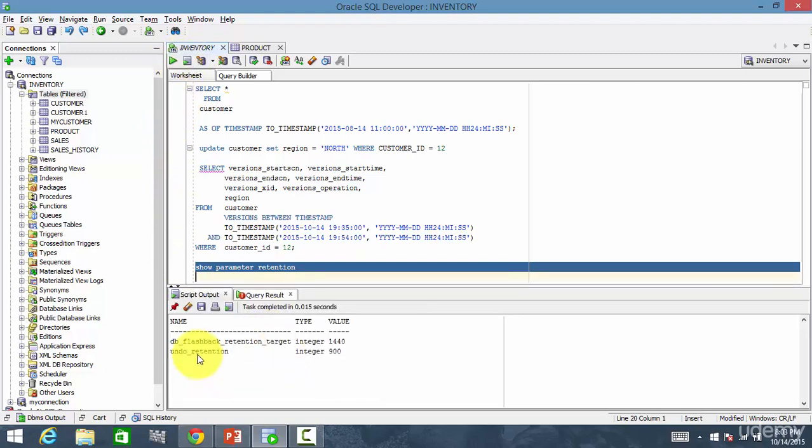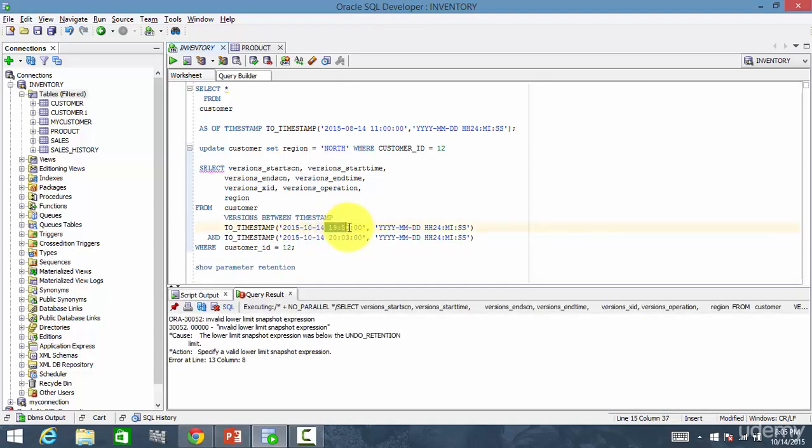So execute that. You see, the undo retention is 900, which means it can hold only for 900 seconds. That means you can track the changes which happened for the last 900 seconds, which is equal to 15 minutes. If you want to increase that, of course, you can increase that by informing your database administrator. Your starting timestamp should always be greater than or equal to current time minus 15 minutes.